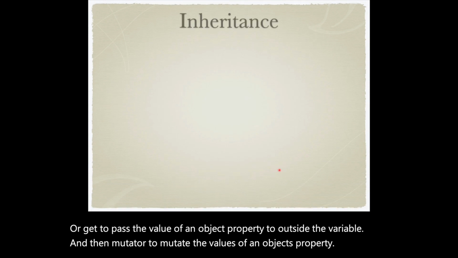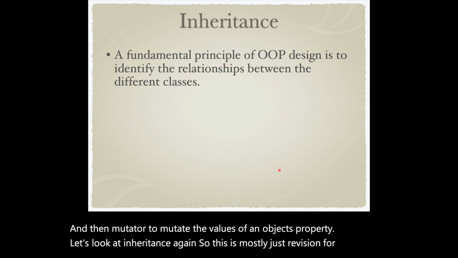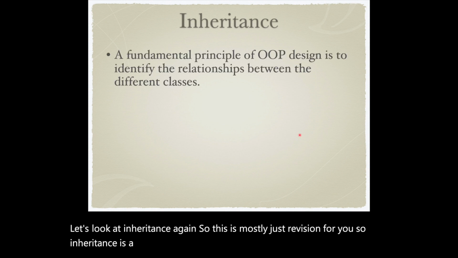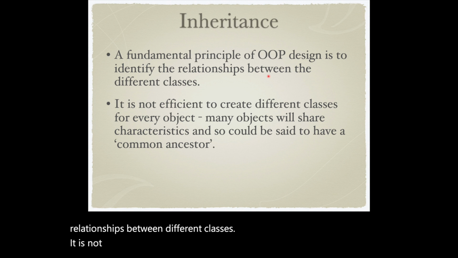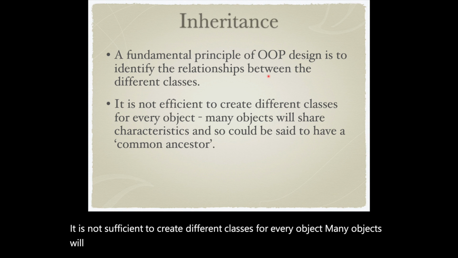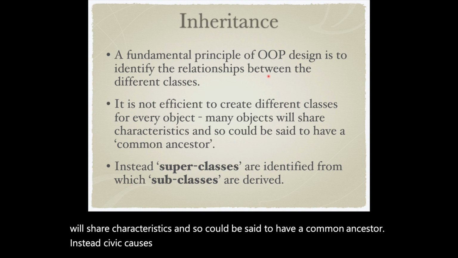Let's look at inheritance again. So this is mostly just revision for you. Inheritance is a fundamental principle of OOP design. It is used to identify the relationships between different classes. It is not efficient to create different classes for every object. Many objects will share characteristics and so could be said to have a common ancestor. Instead, superclasses are identified and subclasses are derived from them.